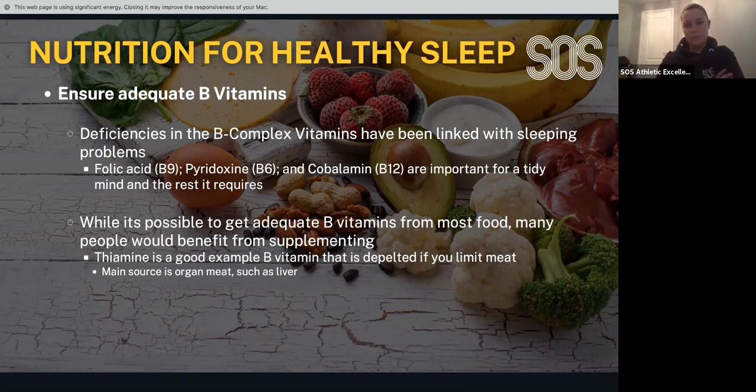Do you know more about this stuff? Anything you want to add there? Yeah, with B vitamins in particular, you'll see so many people, especially females who have been on the pill for a long time, will be really depleted in B12 and B9.